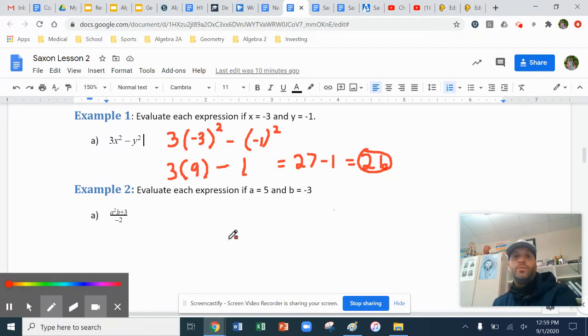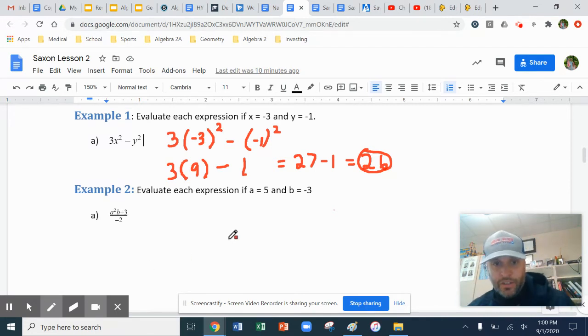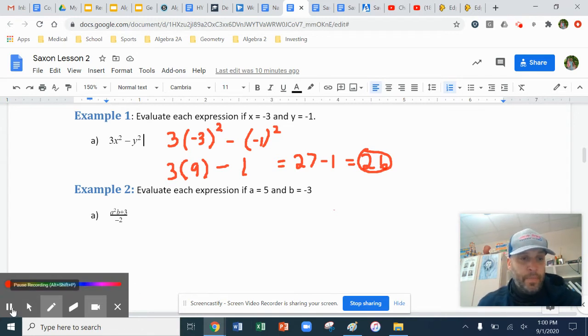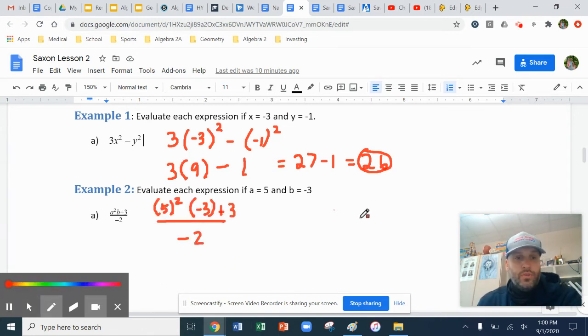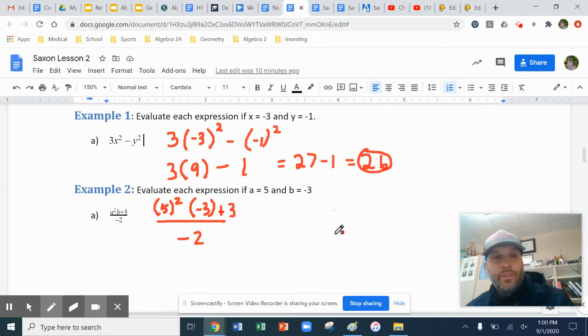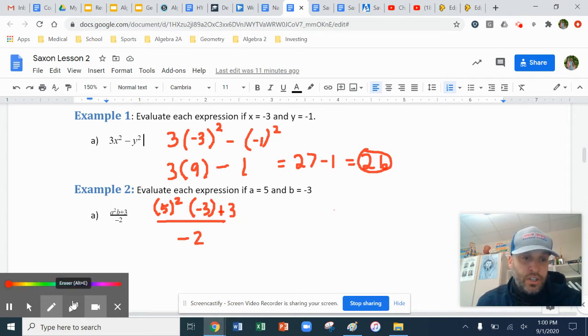Part B, I'm going to take my values for my variables and put them in for a and b. So here's what my problem would look like with 5 and -3 in for a and b. Again, I go through my order of operations. I'm looking for grouping symbols, and I see I have parentheses around my 5, but there are no operations to do in there. Also around my -3, but there's nothing else to do inside those grouping symbols. But we do have a fraction. Fractions do work uniquely.